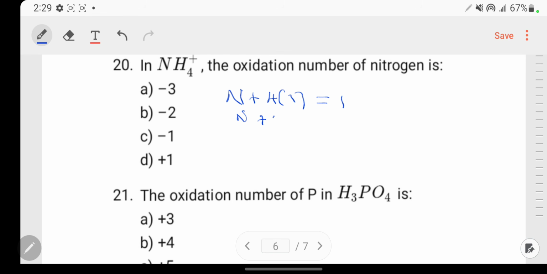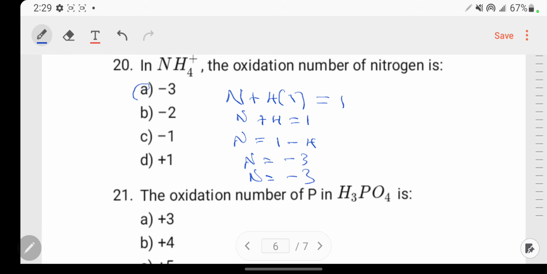So N plus 4 should be equal to 1. So N should be equal to 1 minus 4. So N should be equal to -3 like this. So we have N equal to -3 as our answer.